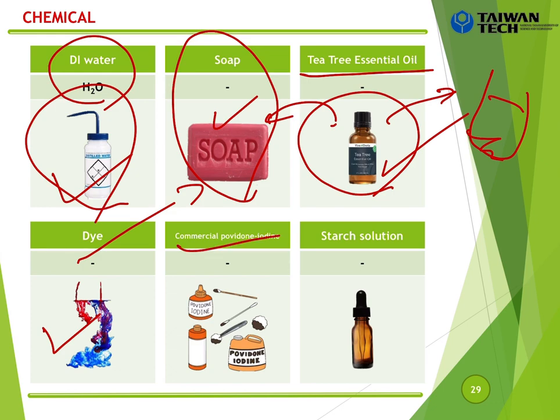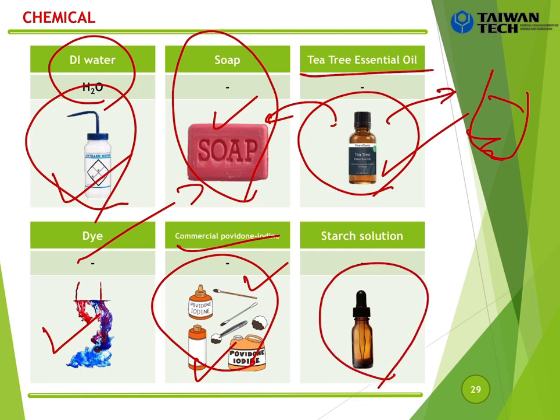And we also use the commercial povidone iodine. So we also have this one. I'm not sure everyone knows about this or not, but you can buy it from some medical store, right? It is used for wound treatment because it can kill bacteria. And we also use this one in our experiment, okay?